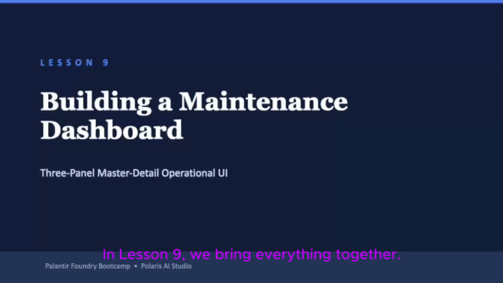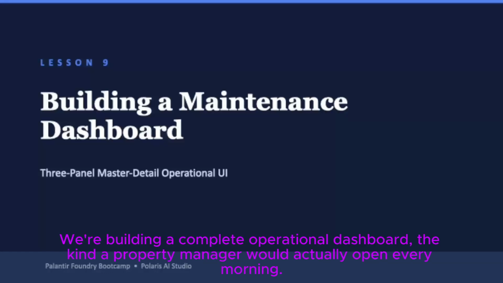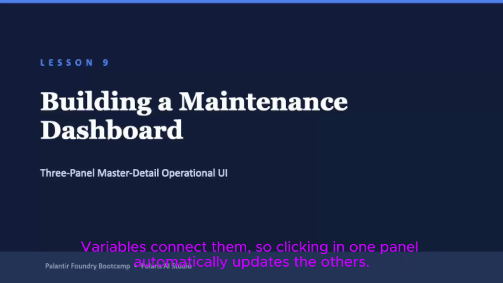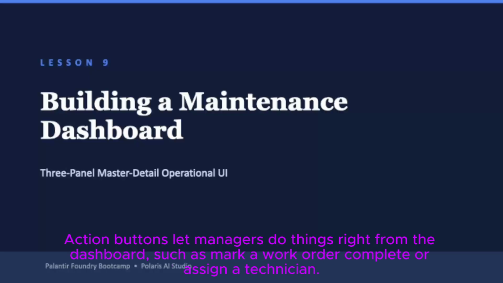In Lesson 9, we bring everything together. We're building a complete operational dashboard, the kind a property manager would actually open every morning. There are 3 panels: properties on the left, work orders in the center, and details on the right. Variables connect them, so clicking in one panel automatically updates the others.